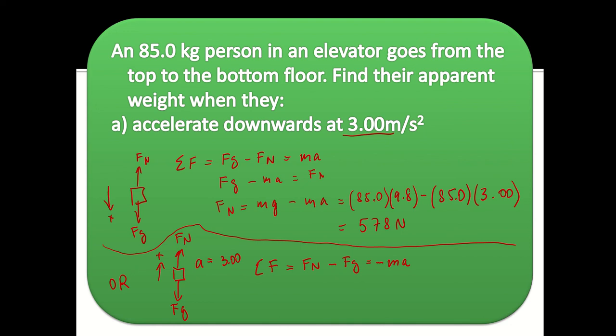So in this case, again, if you solve this for Fn, which is our apparent weight, you see that you still end up with the same equation. You end up with Fg minus ma, just like before. So these are the same. Fn equals Fg minus ma. And again, if you plug in the numbers, you're going to end up with the same answer. Okay? All right, so let's take a look at part B.